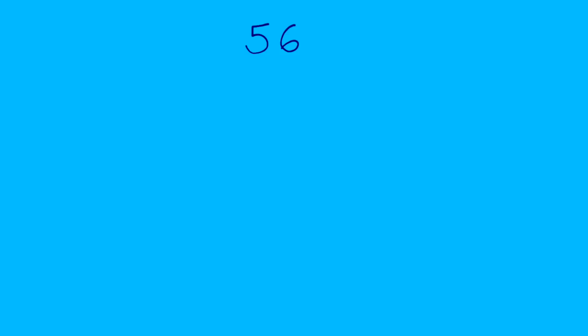So the best thing to do when we're doubling is to partition our number. So we're going to partition into the tens, we've got 50, and the units, we've got 6. Now I've partitioned, it's much easier to double. So double 50 is 100 and double 6 is 12. Now, because I partitioned in the first place, I have to put my number back together. So I now have 100 and 12, which together makes 112. So double 56 is 112.